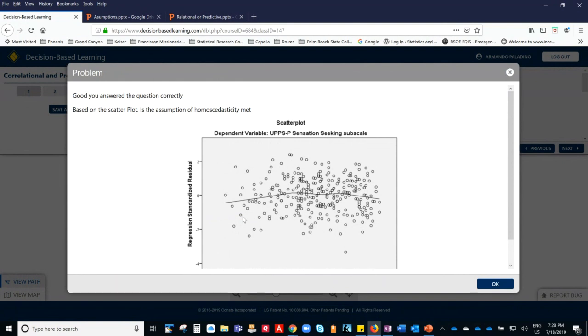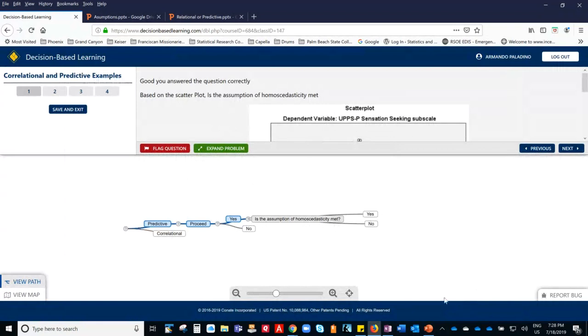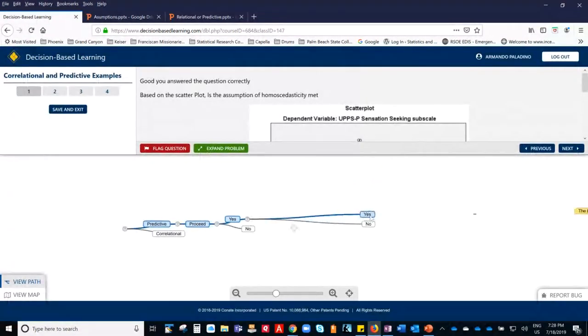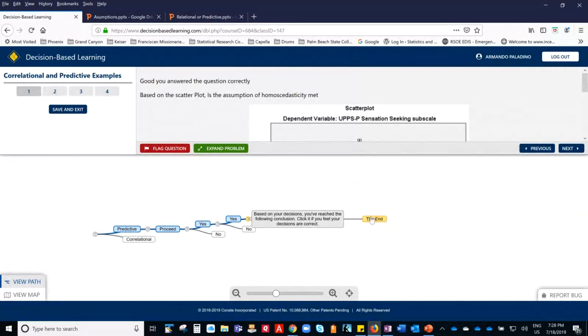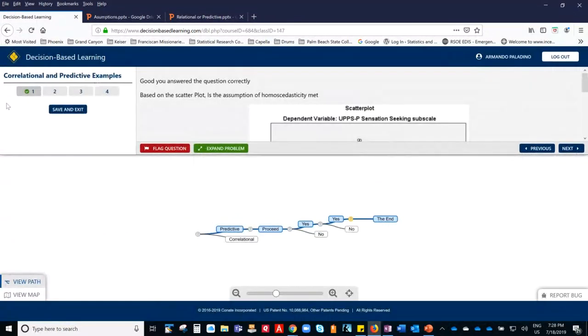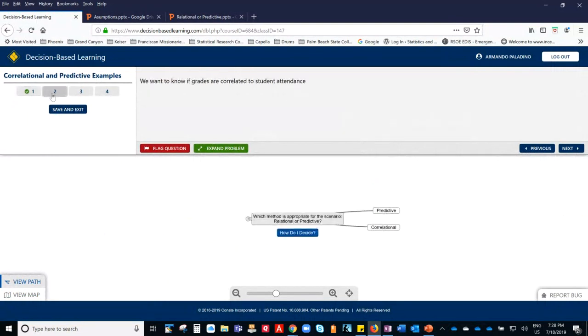Remember, if we look at a funnel type of graphic, the assumption is not met. So is the assumption of homoscedasticity met in this case? Right? So if we say no, then it's incorrect. Actually, the assumption is met. Then we reach the end, and everything we answered correctly. Now let's move to the next one.